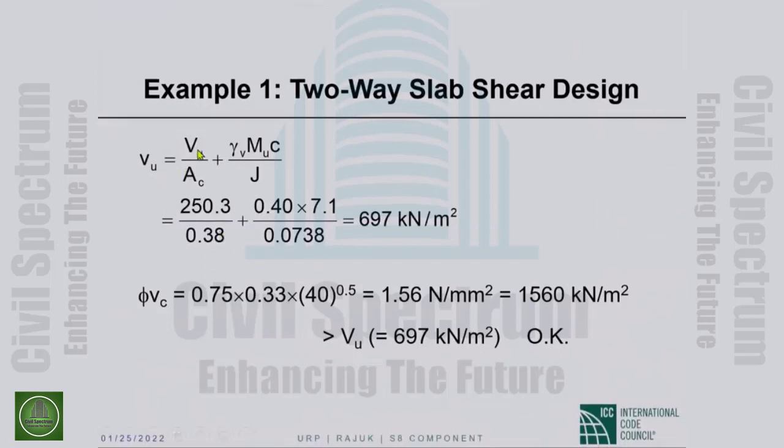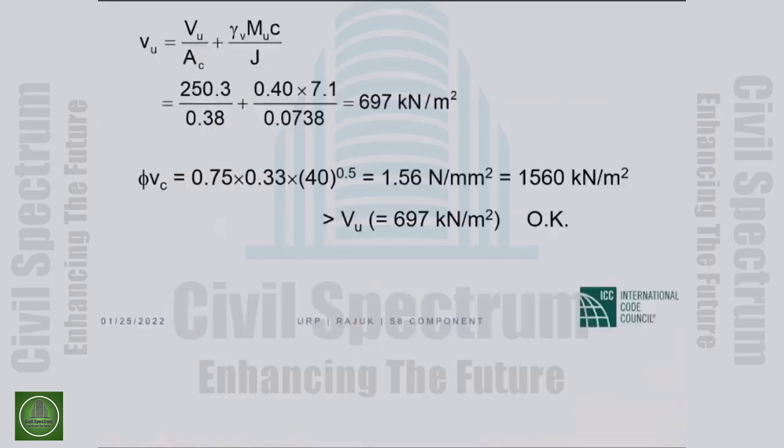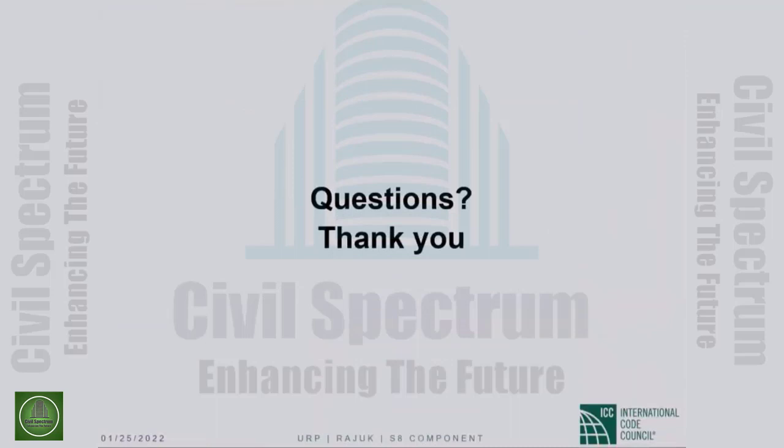So the direct shear divided by the total area of the critical section, gamma sub V of 0.4, transfer moment of 7.1, J over C 0.738 gives us 697 kilonewton per square meters. Phi times V sub C remains 1564 square root of F sub C prime, and we do not have a shear problem at the interior support. If you don't have a shear problem at the exterior support, you wouldn't have it at the interior support, but we still check. And that is the end of this story.